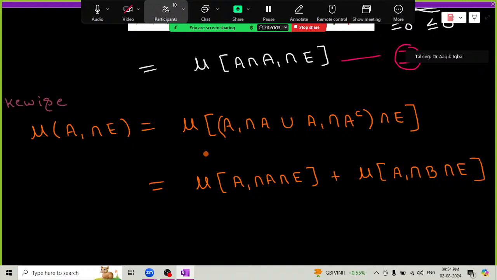Again, look at this. A1 is appearing in the intersection, so it is part of A1, and A1 is a positive set, so its mu will be greater than or equal to 0. B is also appearing in the intersection, so it is part of B, and B is a negative set, so its mu will be less than or equal to 0. So this mu is greater than or equal to 0 as well as less than or equal to 0. So again it is equal to 0, so again I can drop this term. So this is simply mu of A1 intersected with A intersected with E.